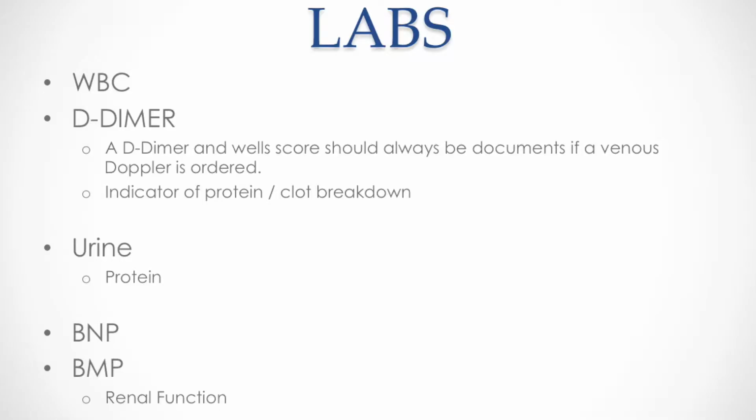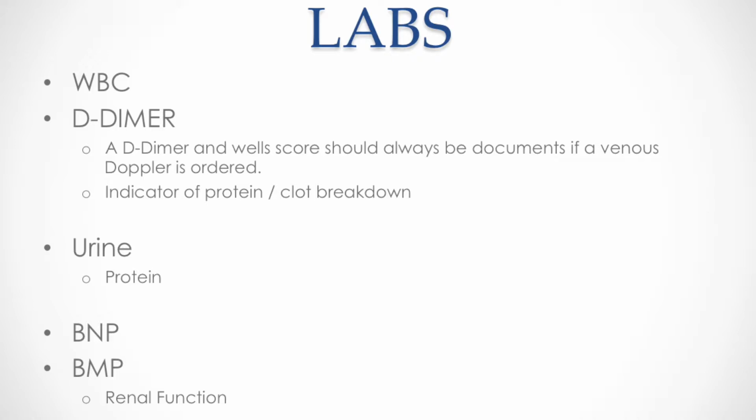So labs. White blood cell count, again, will come up in every lecture, looking for any sort of non-specific inflammatory or infectious marker. Our D-dimer, again, a point of controversy with every physician. D-dimer and Wells score should always be documented if a venous Doppler is ordered. We'll go over Wells score shortly, but this is an indicator of protein and clot breakdown. That's what the D-dimer means.